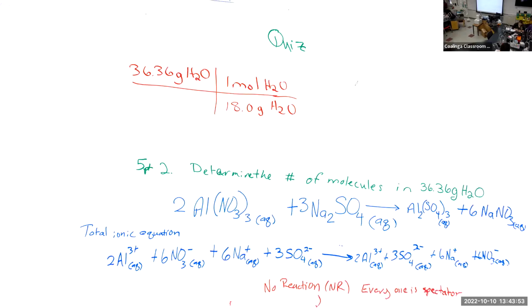Okay, so that gives me the number of moles. And then you do the molecule, which is 6.022 times 10 to the 23rd. So we're gonna have 6.022 times 10 to the 23rd.